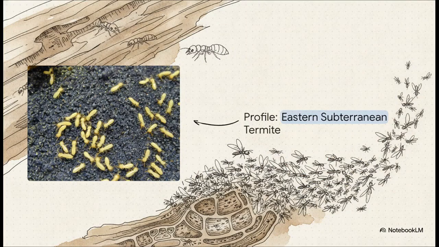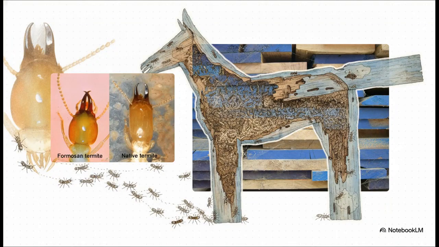So let's profile our chief suspect. Meet the eastern subterranean termite, or Reticulitermes flavipes. This guy is the most common wood-destroying species in the entire United States. They typically swarm in early to late spring, and you can actually identify the soldiers by their perfectly smooth mandibles. But what makes them so formidable isn't their bite, it's their sheer numbers. A single colony isn't just a few dozen bugs. No way. We are talking anywhere from 50,000 to over 350,000 individuals, all operating as one massive, hungry superorganism right inside your walls.